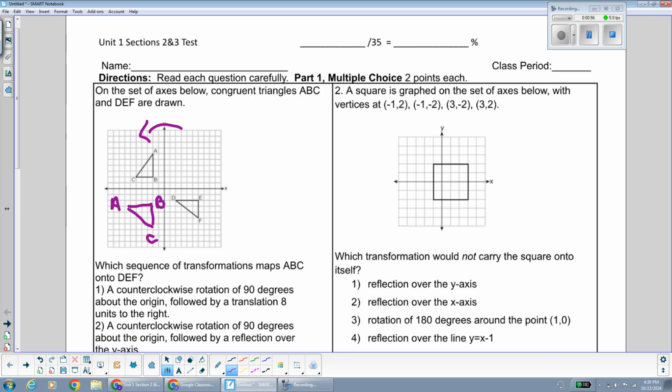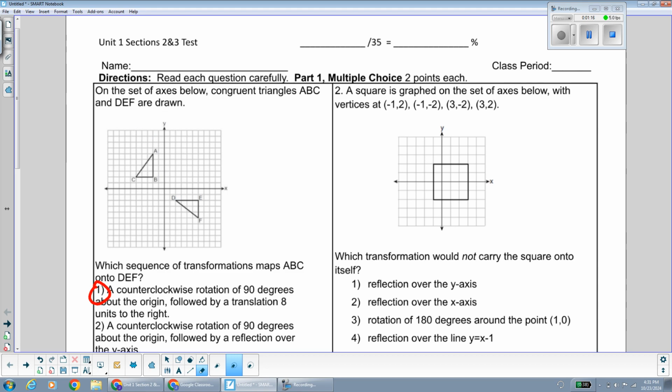A matches up with D like it's supposed to. B matches up with E like it's supposed to. And F matches up with C like it's supposed to. So that's good. So answer choice 1 is the correct answer. Let's talk about the other ones.